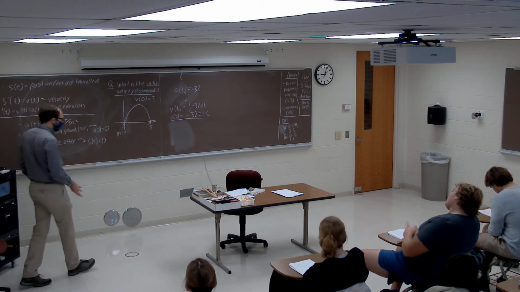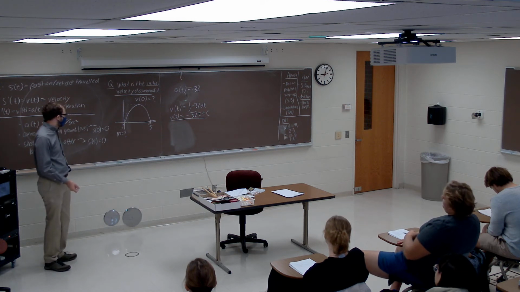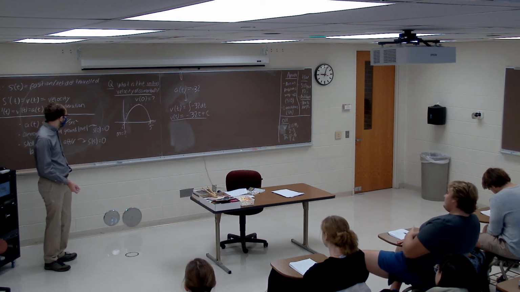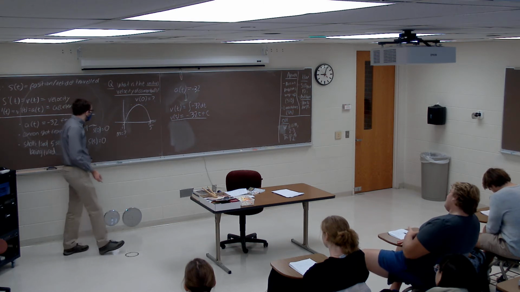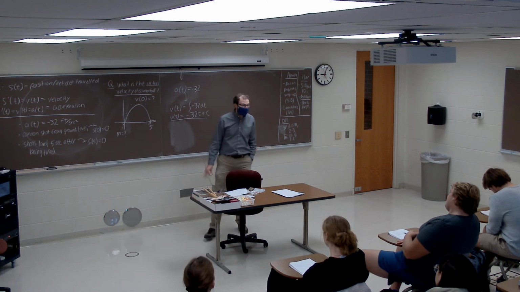Zach? Integrate that again, get s of t, but you're going to get negative 16t squared plus ct plus 0, because you already know s of 0 equals 0. And then from there, you're going to put 5 in. All right, I'm going to stop you here before you just solve the rest of the problem on the fly.